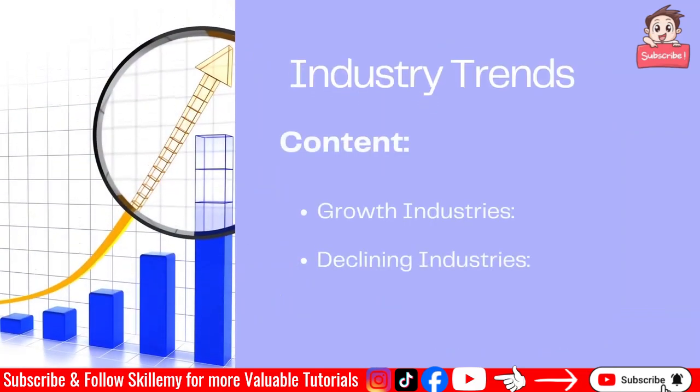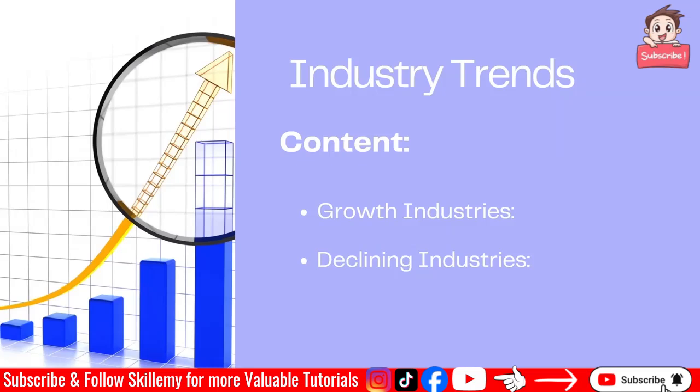Industry trends, growth industries and declining industries. So here two different options are there: growth industries and declining industries. Growth industries are those kinds of industries which will lead you to growth, and those industries are growing currently. And declining industries are industries that are now going down, or where fewer job opportunities are there.